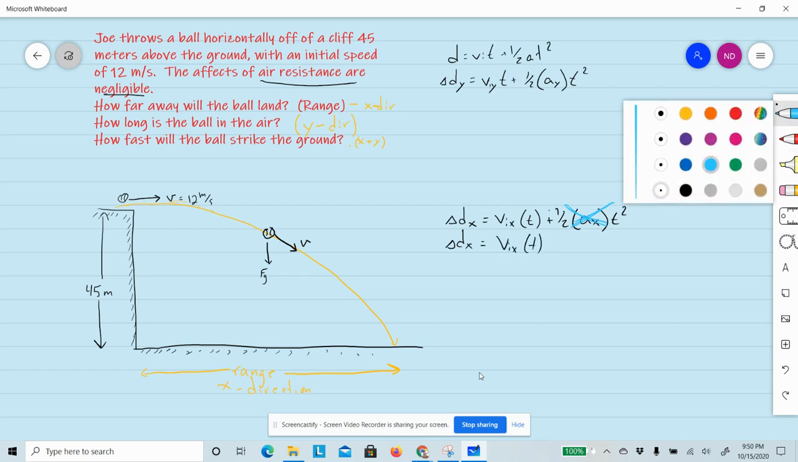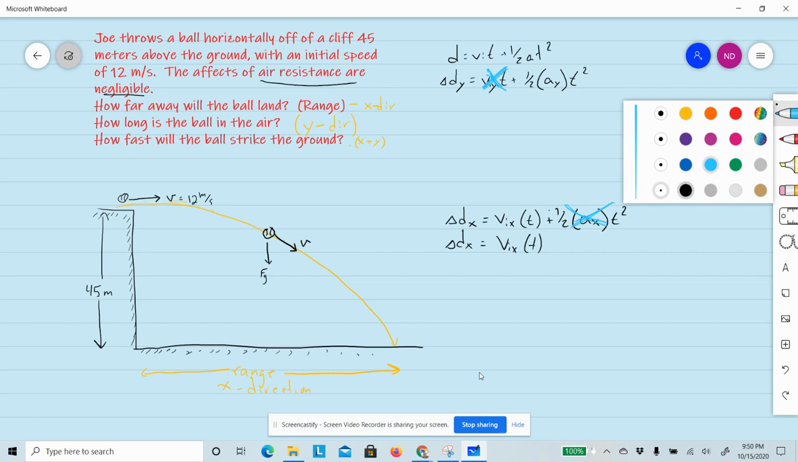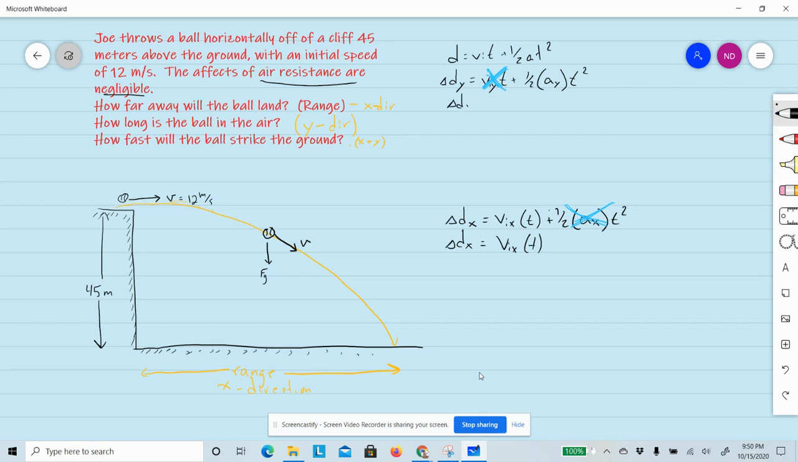The other thing that's really cool is that its initial velocity is only sideways. Its initial velocity in the y direction is 0. It has no initial velocity in the y direction. So in the y direction, you get this. And since it's only accelerating due to gravity, the acceleration in the y direction is 9.8.